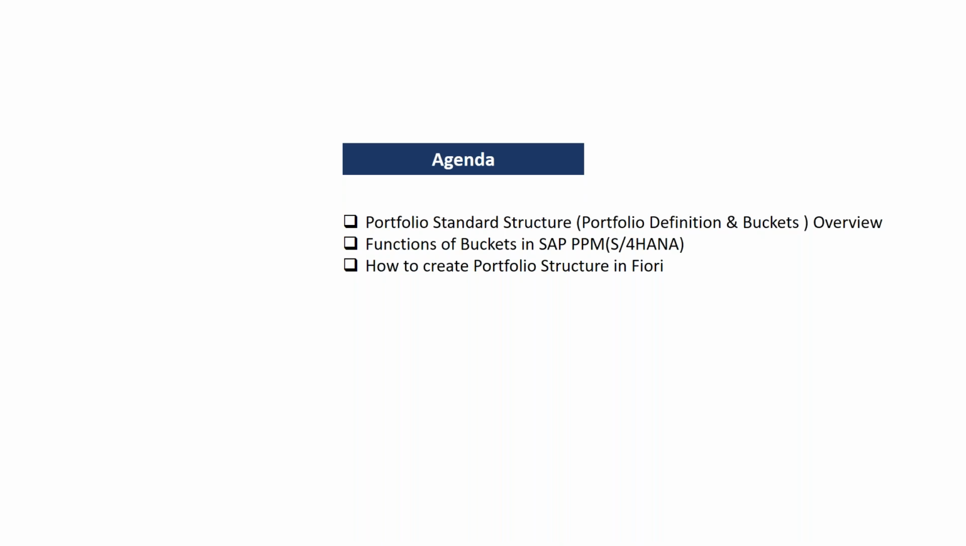So here in the portfolio project management, when we are creating any portfolio structure, it is based on the requirement of your organization, how they want to structurize as per the requirement of their business process and the reporting. Okay, so in previous sessions we already understood that. So here we will understand how we can create a portfolio standard structure, and then we'll understand the functions of buckets in SAP PPM.